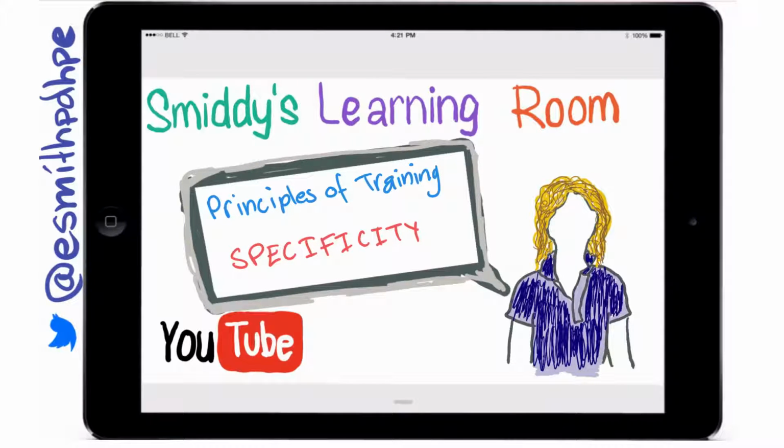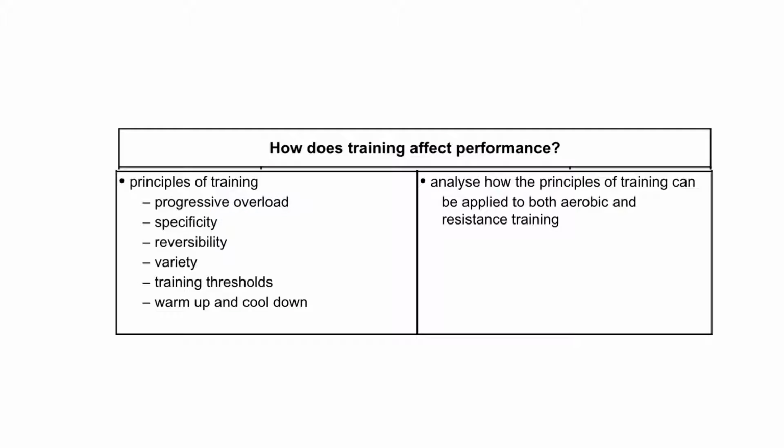Today we continue to look at the principles of training, and this video looks specifically at specificity. If we have a look at the syllabus, we're looking at the focus question: how does training affect performance? We go down to the part of the syllabus which talks about principles of training. In this video we're going to look at the principle of training, specificity. We'll also have a look at how specificity can be applied to both aerobic and resistance training programs.